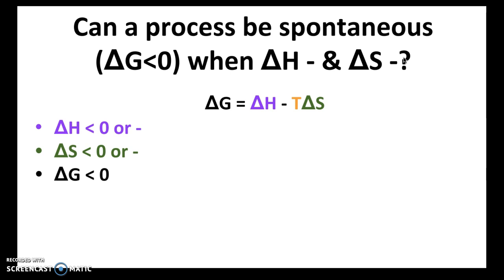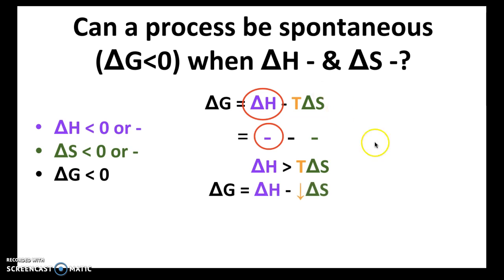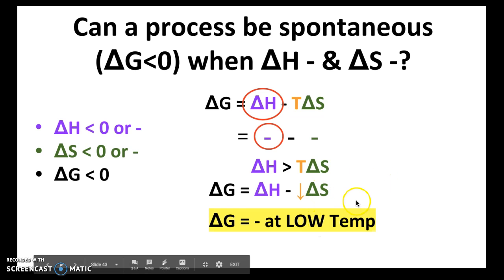Under what conditions? When we plug things in, we get negative minus a negative. And if we want the whole thing to be negative, remember, a minus and a minus together will become a positive. That means we want this first negative to be bigger. So we want the delta H term to be bigger in this case. So what do you think must be true about the temperature? Right, so we want a low temperature in this case to make sure that this term is as small as possible. So in this case, delta G will be negative at a low temperature.